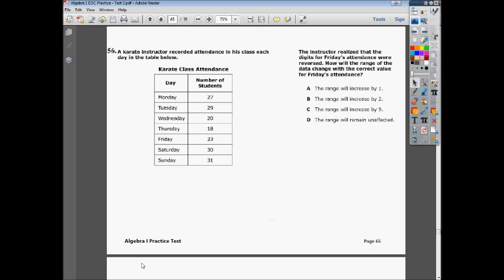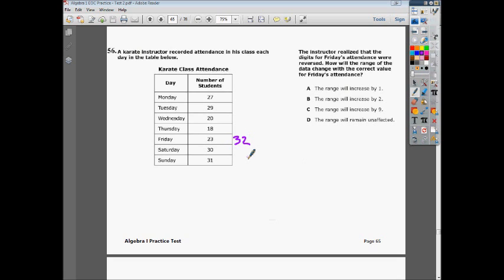Question number 56. The question says, a karate instructor recorded attendance in each of his classes each day in the table below. So it's got the Monday through Sunday thing going on there. The instructor realized that the digits for Friday's attendance were reversed. How will the range of the data change with the correct value for Friday's attendance? So the only thing that changed here would be Friday's attendance is now reversed to be 32. Everything else stayed the same.